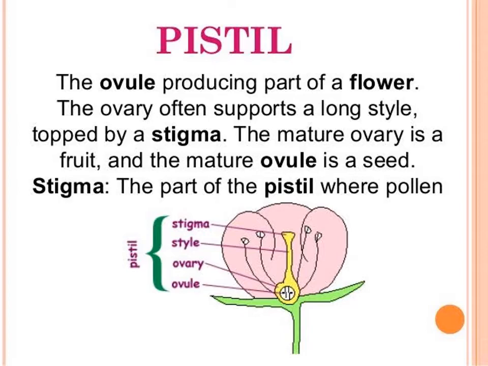The male parts of the flower are called stamens and are made up of the anther at the top of the stalk, the filament that supports the anther. The female elements are collectively called the pistil. So the top of the pistil is called the stigma, which is a sticky surface receptive to pollen.